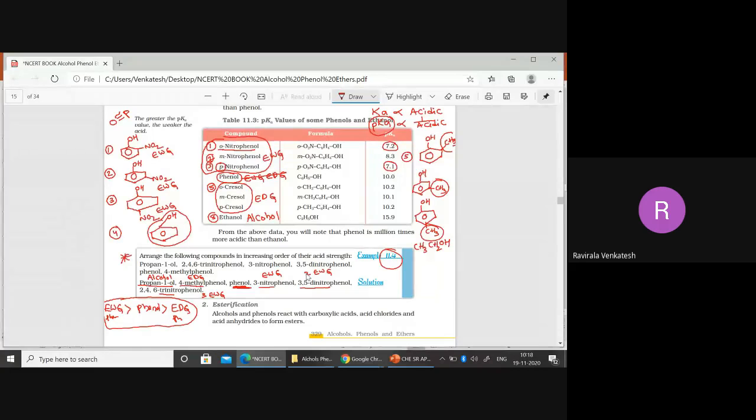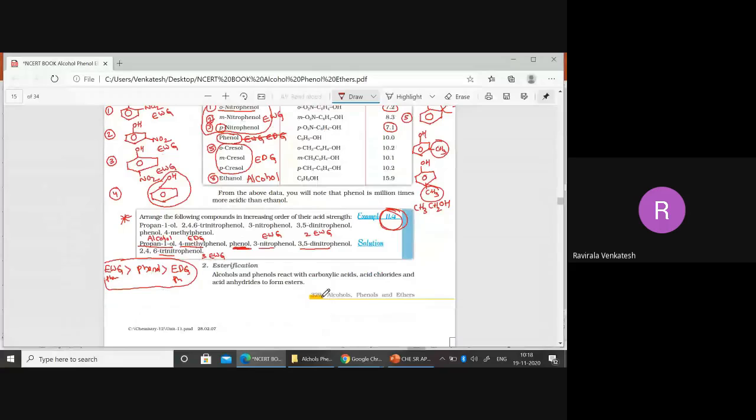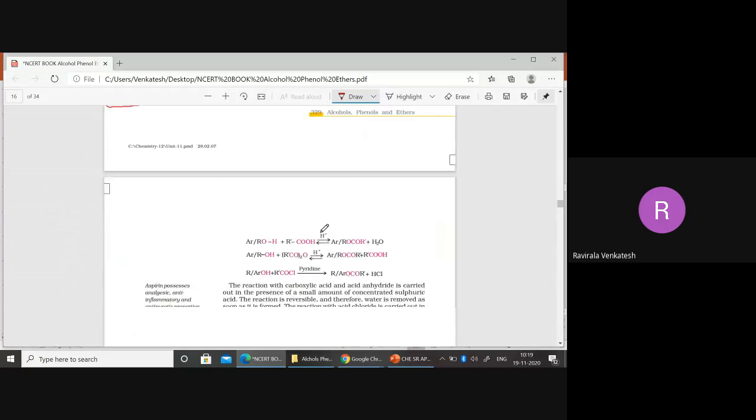Correct or not? Any doubts in this question? Anybody having a doubt here? 11.4, any doubts? No, sir. Simple or not? So what you have to see: first alcohol, then electron donating groups, then phenol, then electron withdrawing groups. As the number of electron withdrawing groups increases, acidic character also increases. So after this class, write the structures like this. For this question, write the structures and the order, in increasing order. This is a very important one, so practice this.